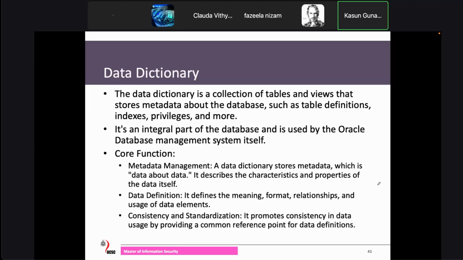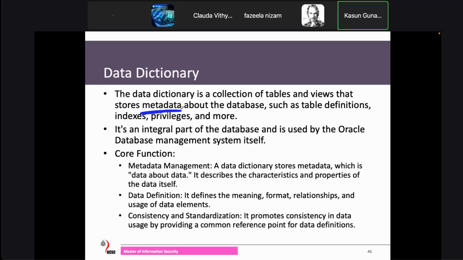So that's why we call it the data dictionary. It is a collection of tables and views that stores metadata about the database. The metadata is basically data about data. So if we say it another way, the data dictionary is a centralized repository of information about data. So it provides a detailed description of the data elements within a database or information system.